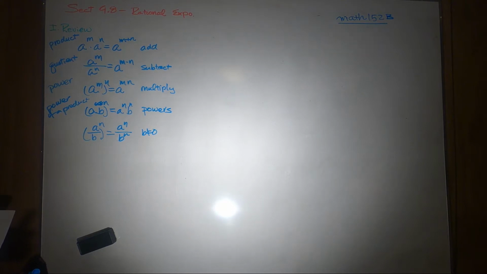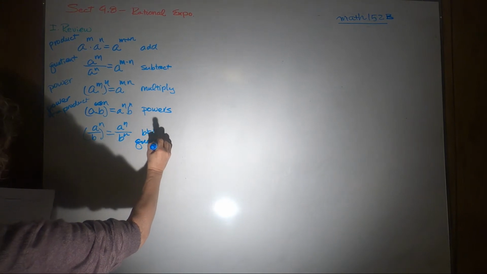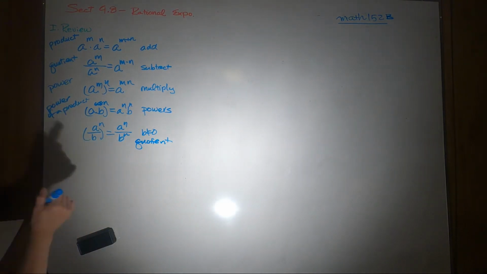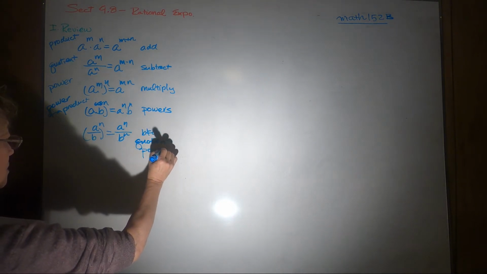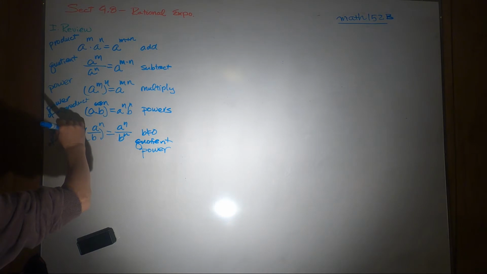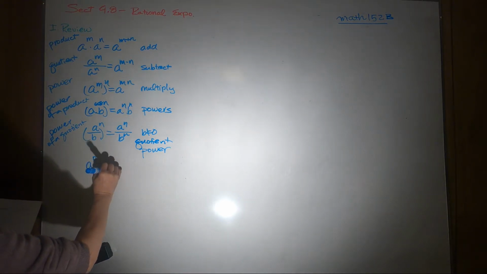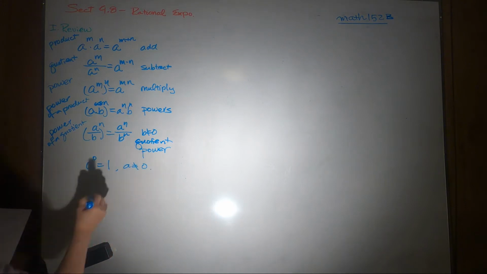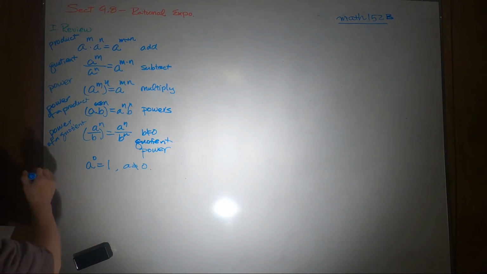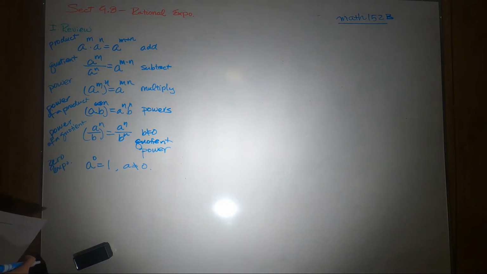So when the quotient is raised to a power, we distribute our power, right? We call it power of a quotient. Then we also talk about what? a to the 0 power is what? Anything to the 0 power is 1. We don't use base 0. We call this the zero exponent, right?